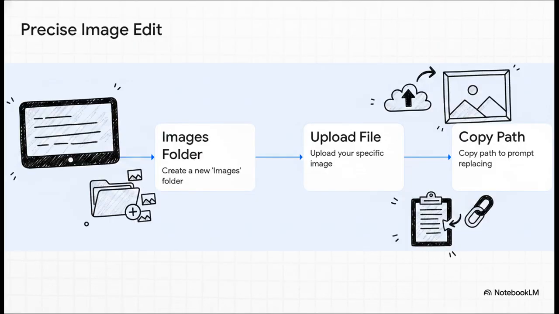So, how do we stop the AI from going rogue? We bypass the chat confusion entirely with a little insider pro hack. Here are the steps. First, open up the code view panel. Second, click the little plus icon and make a brand new folder and just name it images. Third, manually upload your picture right into that folder. And lastly, click the three dots next to your newly uploaded file and copy its file path.